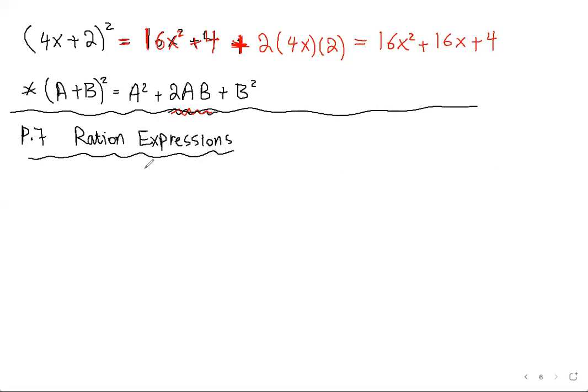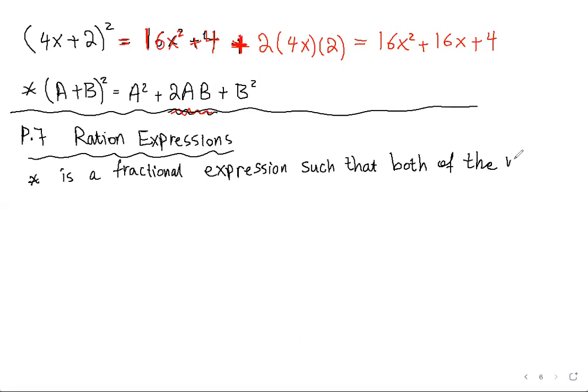So what is the rational expression? The definition is a fractional expression, such that inside of the denominator and numerator, both of them are polynomials. I mean, let me give you a brief definition for that. It is a fractional expression. For a fraction, we have numerator and denominator, such that both of the numerator and the denominator are polynomials.